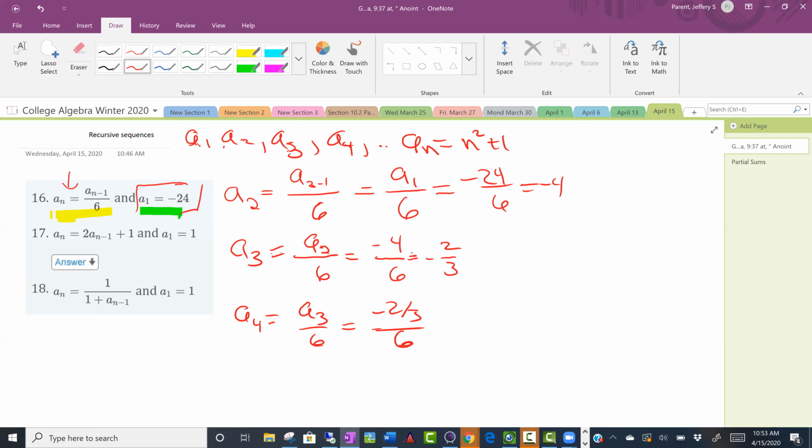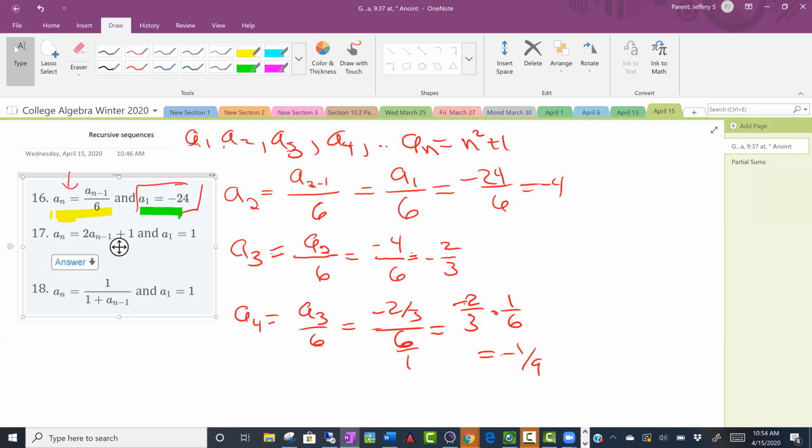And let's see, what's that going to be? Negative 1/9. Let me just do it out. Negative 2/3 times 1 over 6. As you divide by a fraction, you multiply by the reciprocal. The 2 and the 6 will cancel, leaves me with negative 1/9, and so on. So the object here is not necessarily to give you an exercise in arithmetic, but to help you understand what these things are. So let's try another one just like this.